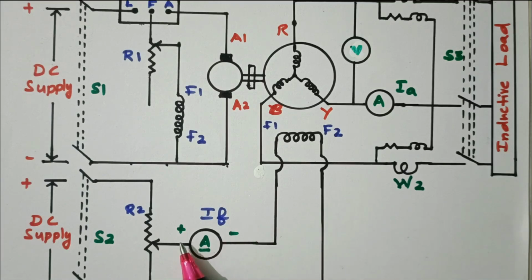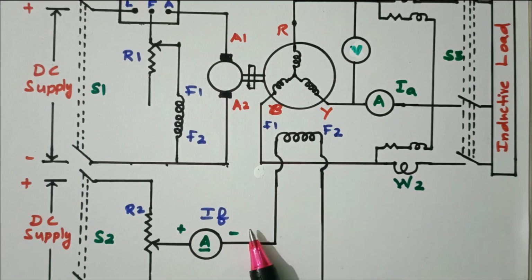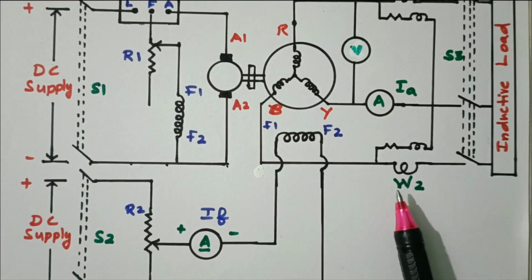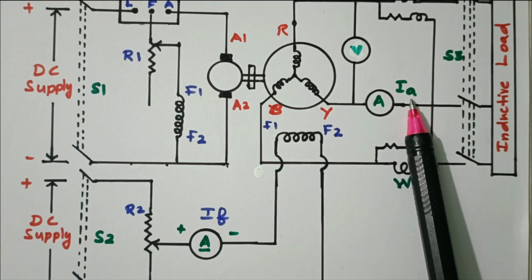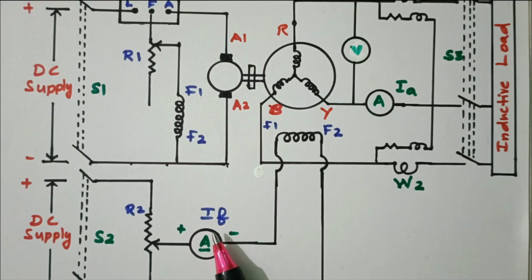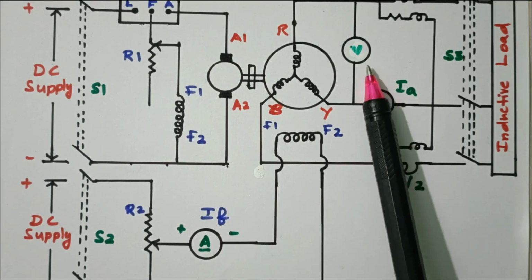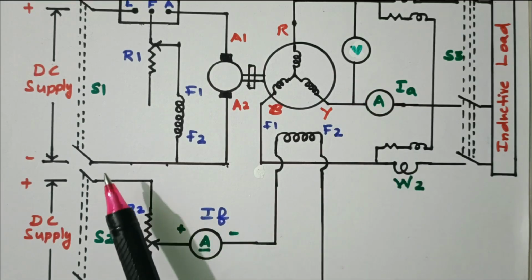Right? So the current flowing through the field winding of the alternator is varied until the zero power factor with the inductive load. At that zero power factor, we have to measure the current IA, the voltage, and the field current. The field current at this instant is called the field current at ZPF. Similarly, the voltage is the voltage at ZPF. So I will explain again.